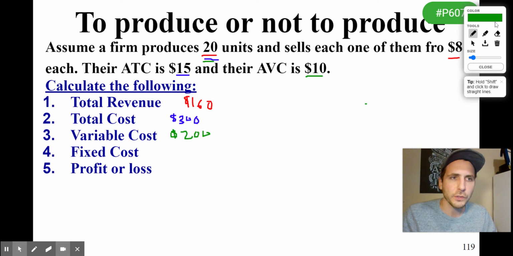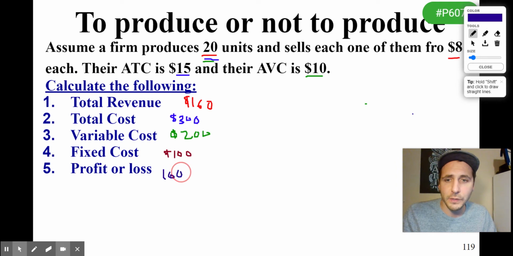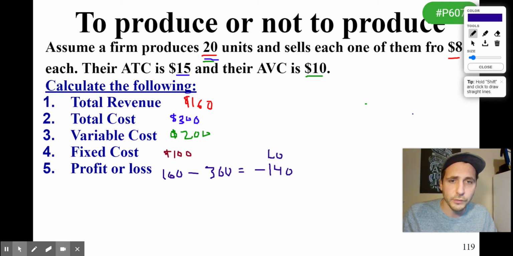And then my fixed costs are going to be the difference between the two. So I'll jump here. My fixed costs are going to be $100. If at a quantity of 20 units, 200 of that is variable costs, and my total costs are 300, the difference between those two has to be my fixed costs. So then we do profit or losses. Remember, profit or losses is total revenue, 160, minus my total cost, 300, which means I have a loss of $140. This is a loss.